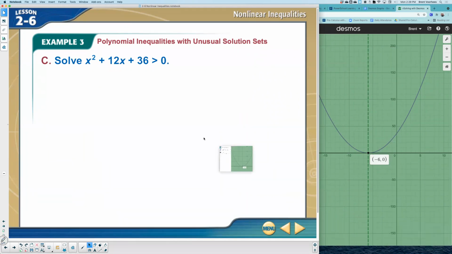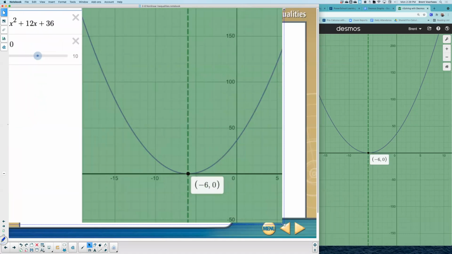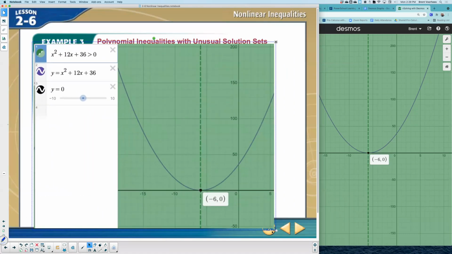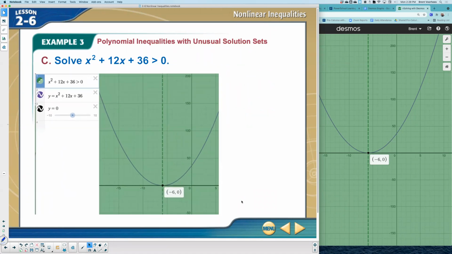Yeah, I would be writing this down, the solutions I just put in. The first one was no solution. The second one was all reals. This part C is the solution that would be all reals except for -6. So you could say from -infinity to -6 union -6 to infinity. That means all reals except for -6, or you could actually write that out.